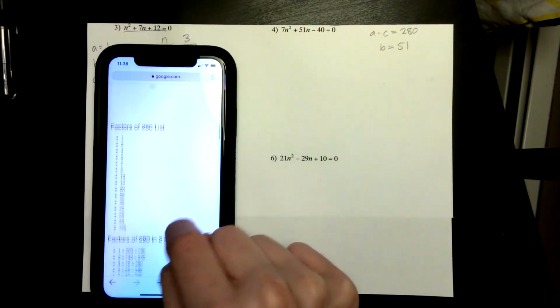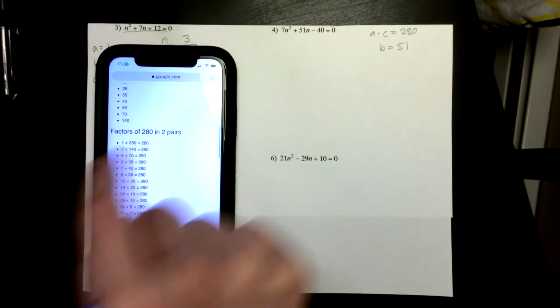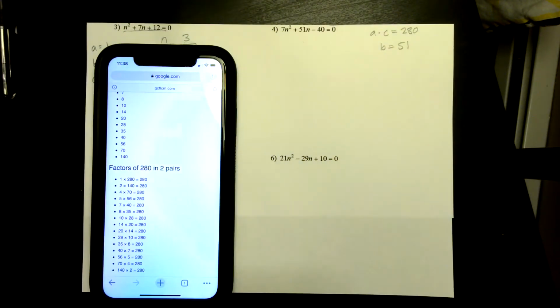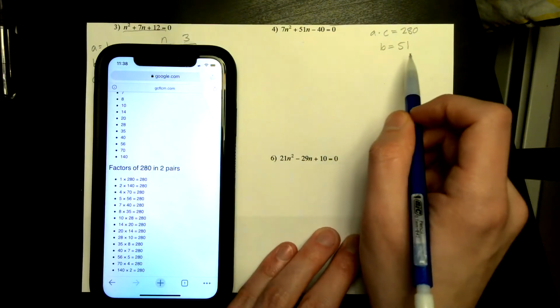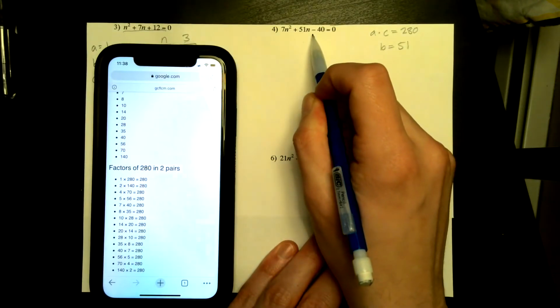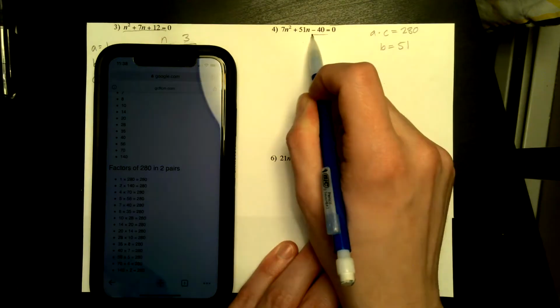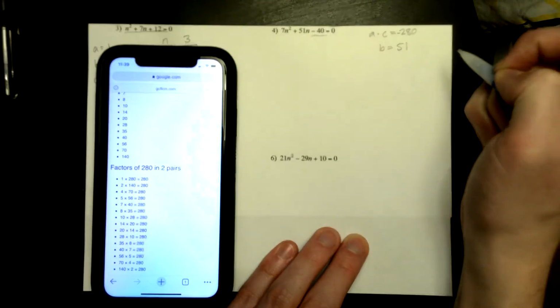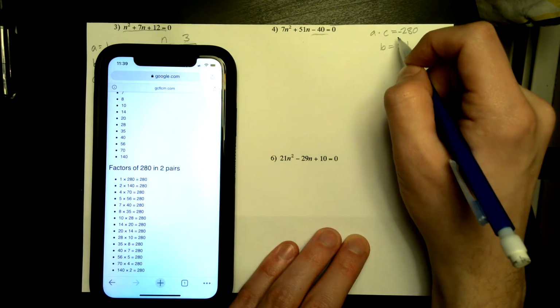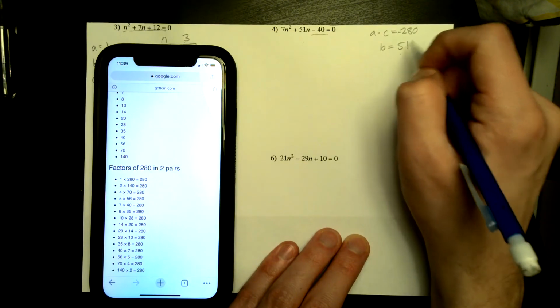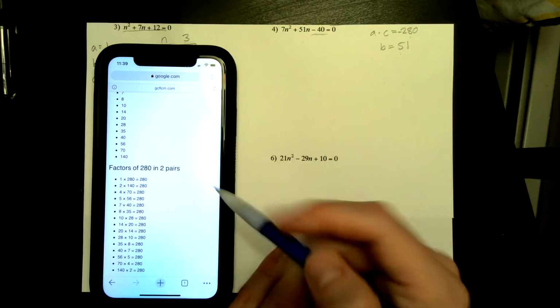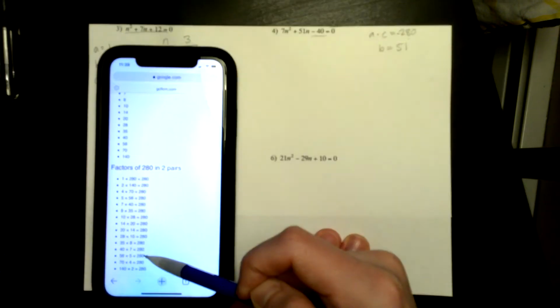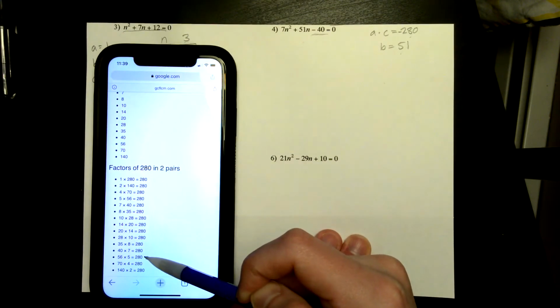So let's go here in pairs. And what I realize here is, hey, look at this. I missed something. C should be a negative number, and so A times C is actually negative 280. And so I need to find two numbers that add to 51 that multiply to negative 280. And so right here where I see 56 times 5, this one seems like this is going to work because I can use 56 and negative 5.